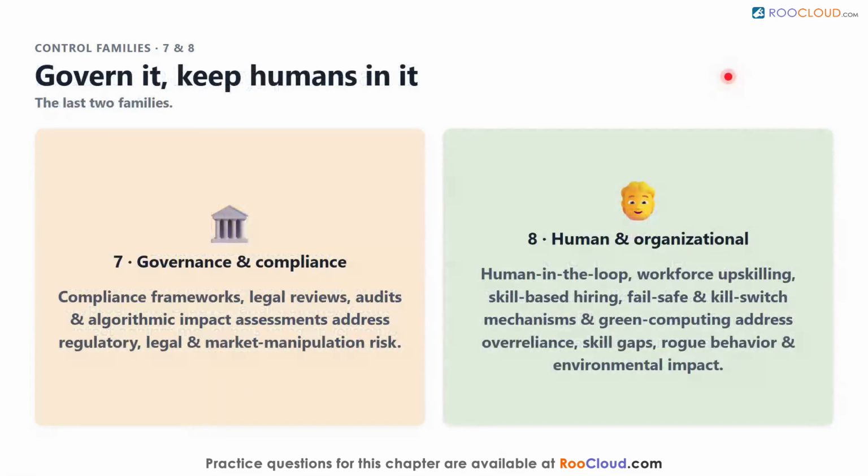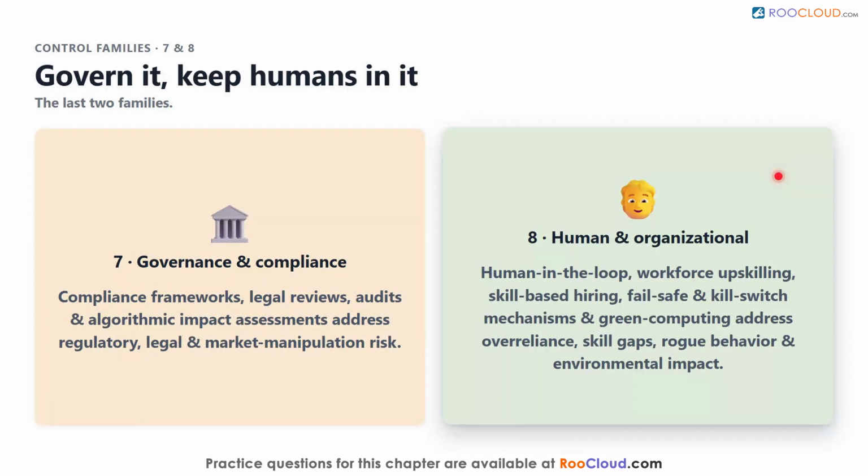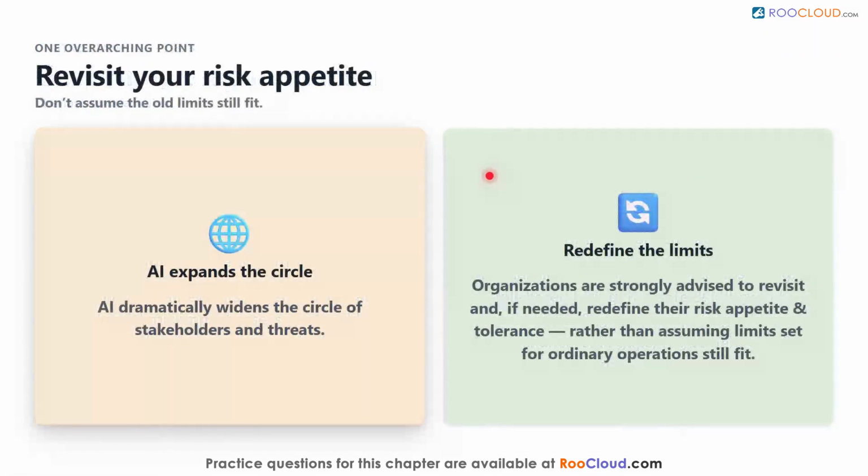Two more families round things out. Governance and compliance controls, like compliance frameworks, legal reviews, audits, and algorithmic impact assessments, address regulatory, legal, and market manipulation risk. And human and organizational controls, like keeping a human in the loop, workforce upskilling, skill-based hiring, fail-safe and kill-switch mechanisms, and green computing strategies, address over-reliance, skill gaps, rogue behavior, and environmental impact.